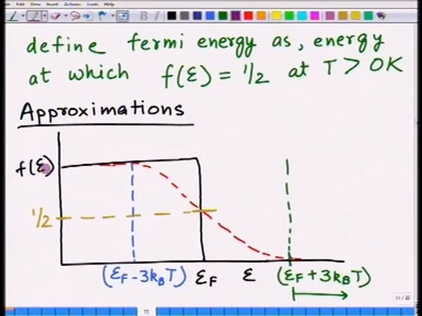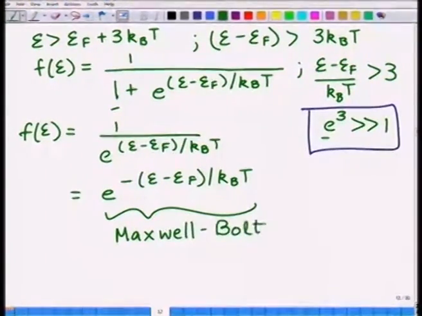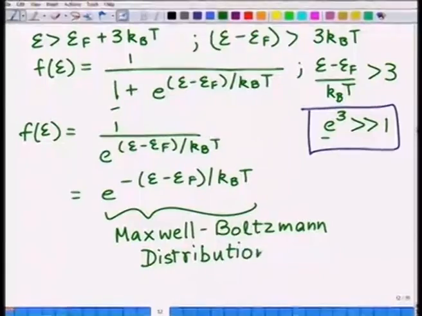But the more important point is, the Fermi-Dirac distribution for these energies E greater than EF plus 3 kBT has reduced to a Maxwell-Boltzmann distribution.